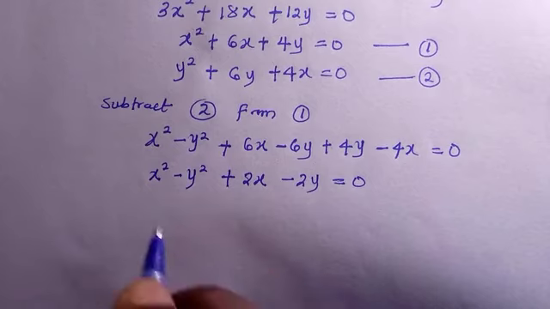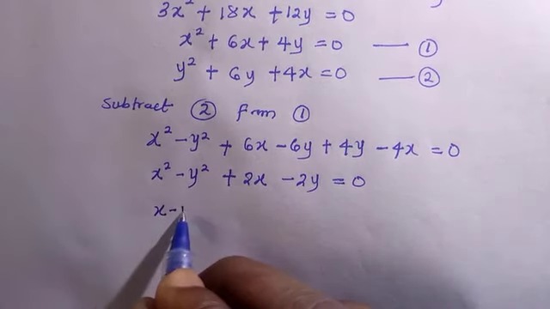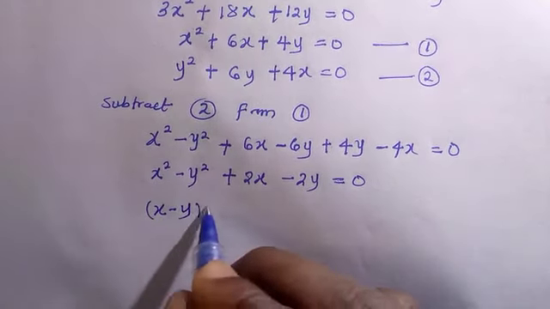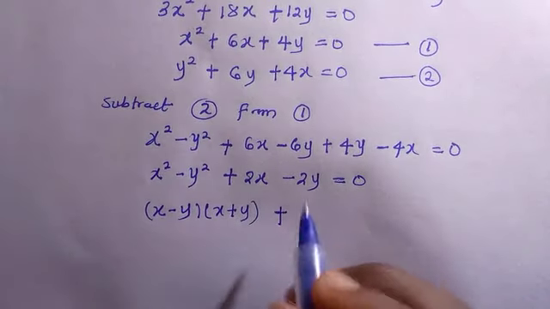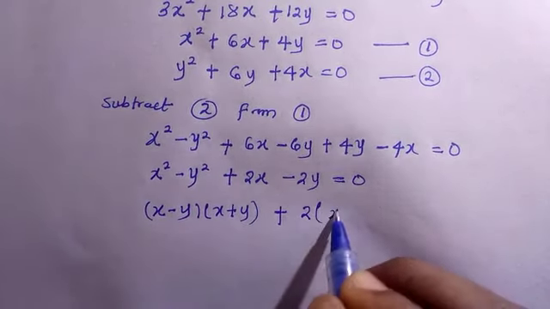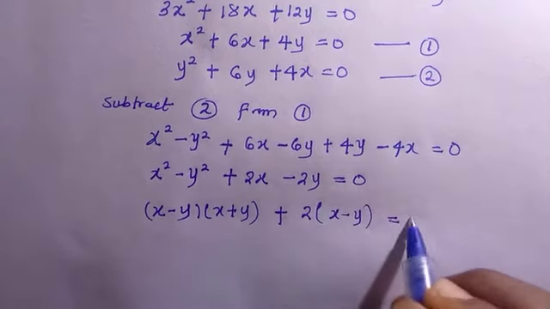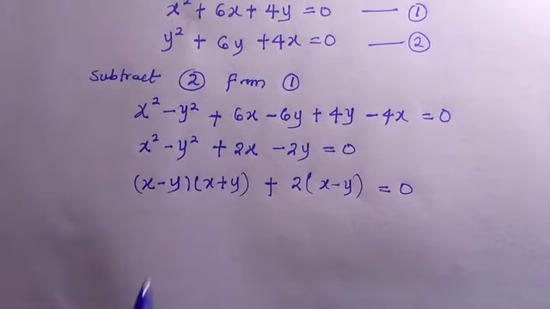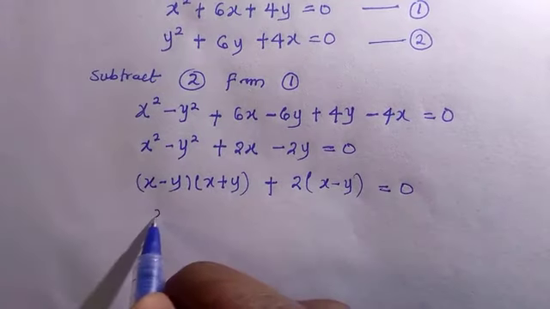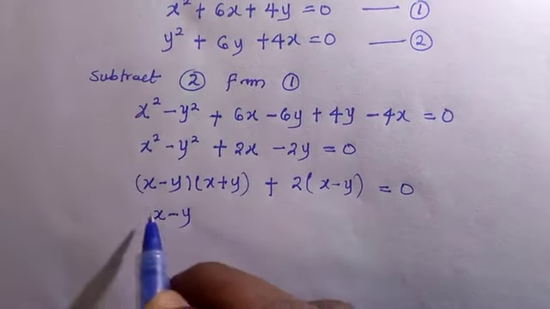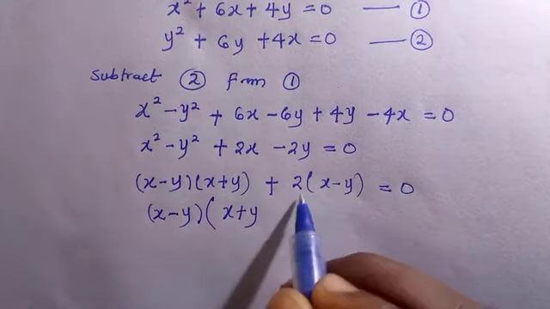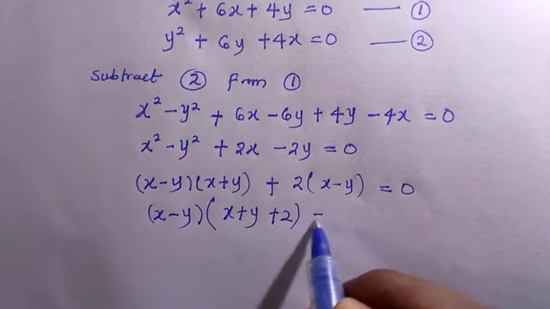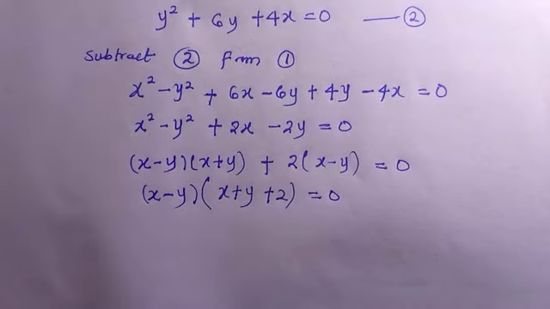The first one here is a difference of two squares, which can be written as x minus y, bracket, x plus y. And for this, we have 2 that is common. We take out that 2 and we are left with x minus y. Everything equals 0. Since x minus y is common, we factorize it out, and the remaining value in the bracket is x plus y plus 2, which is the coefficient of x minus y in the second one. So everything equals 0.